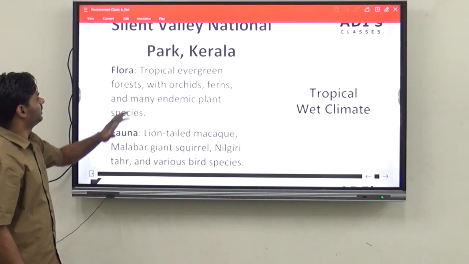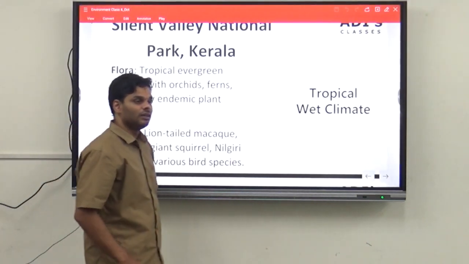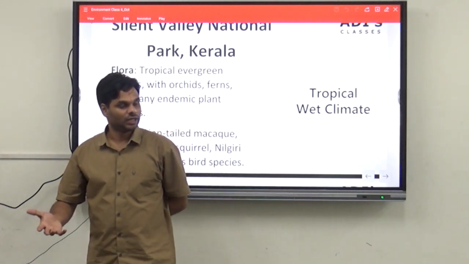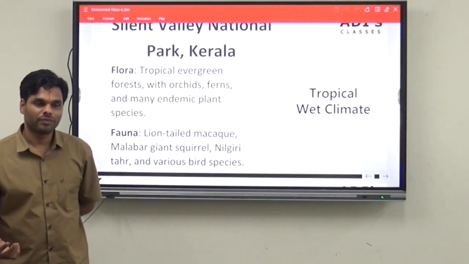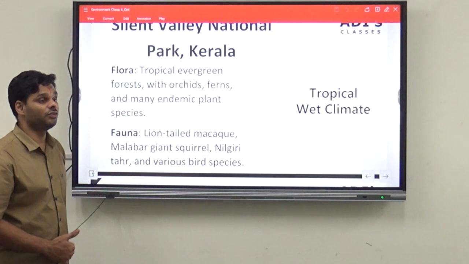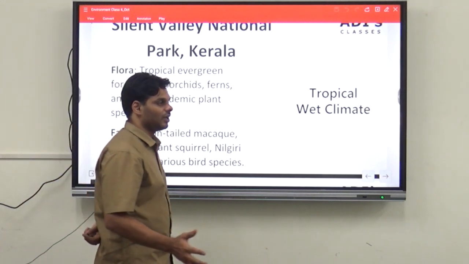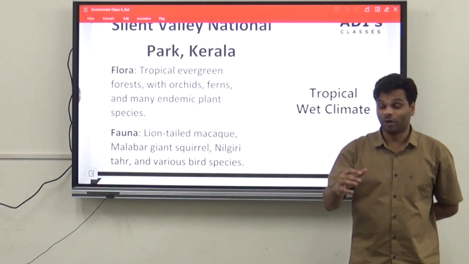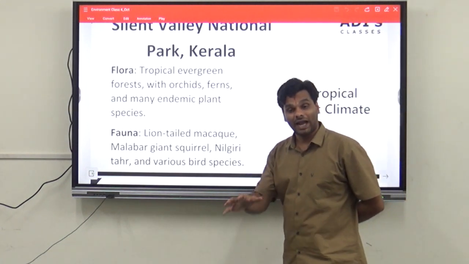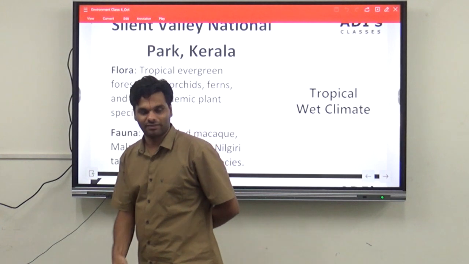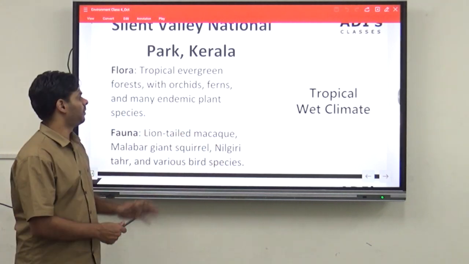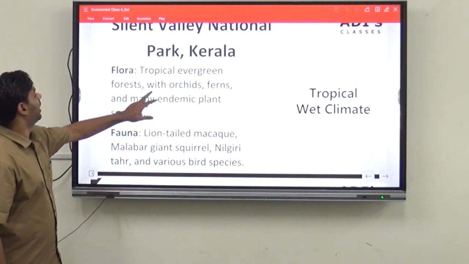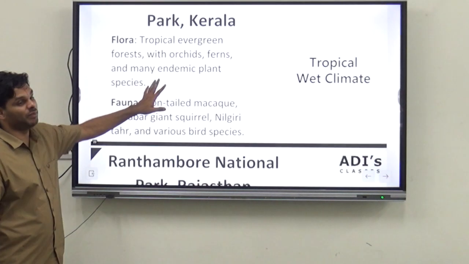Now, why have I chosen to talk about this? Because it's a valley, right? That means there are a lot of grasslands. Grasslands also means there are a lot of ferns and smaller sized herbs, plants and plants of medicinal value. Silent Valley National Park is actually very famous for it, also for orchids and many endemic plant species.